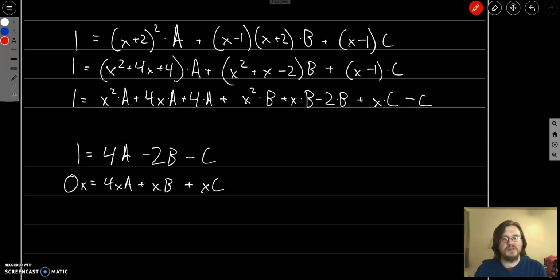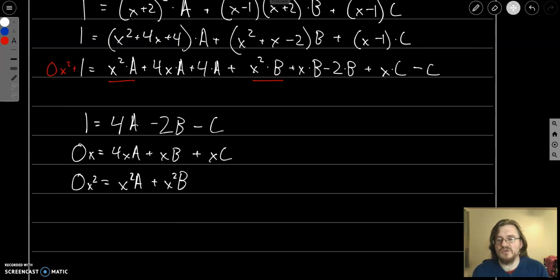And then the last one, we have some x squared terms. So we have an x squared term there and an x squared term there. Nothing on this side, so I'm just going to write a 0x squared. So I have a 0x squared term over there. I have x squared times a plus an x squared times b.